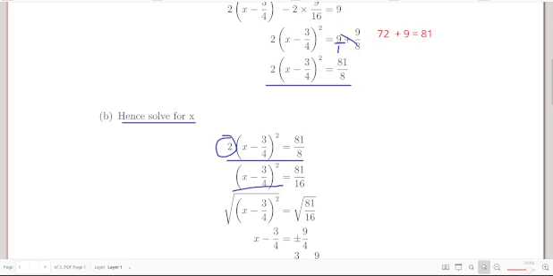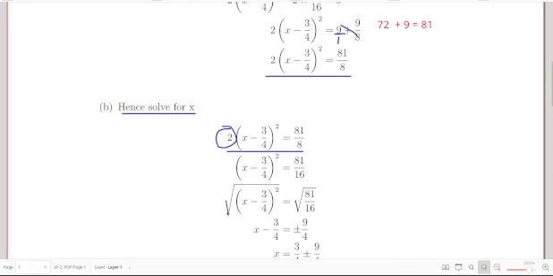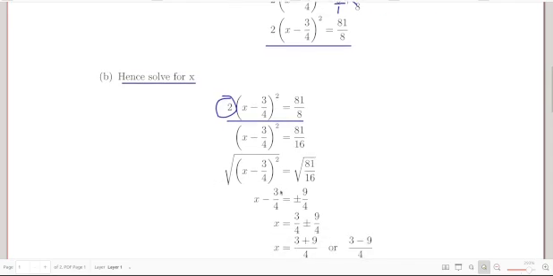Your x minus 3 over 4 all squared is equals to 81 over 8 times 2, which gives you what? Your 16 here. And then the next thing, you have to take the square root of both sides. This side, the square root is going to be cancelled out by the power 2 there, and then you are left with that one, and this side you are having your x minus 3 over 4 is equals to square root 81, that's 9, square root 16, that's 4. So this is a plus minus. Take this guy to the other side, and then this is what you have.